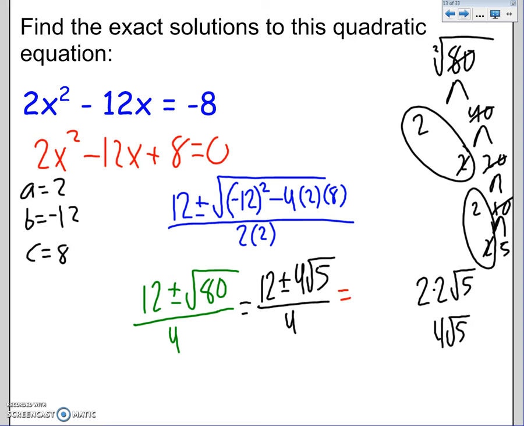12, 4, and 4 are all divisible by 4. So 12 divided by 4 is 3. 4 by 4 is 1. Square root 5. 4 by 4 is 1, which is not written. So here's my answer.